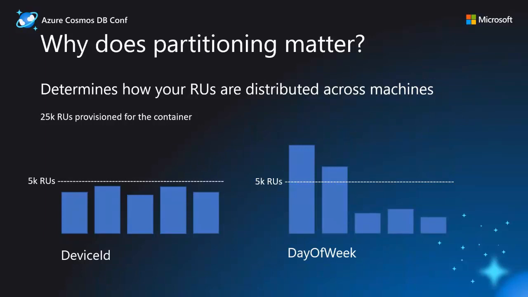But if we think back to the day of week container, we have really uneven partitions. Some of them are really full and are experiencing high request volume, where others are sitting idle. So even though we provision 25,000 RUs, we actually can only use that 5,000, right? All of our queries are hitting that one partition, whereas the rest of the partitions are idle.